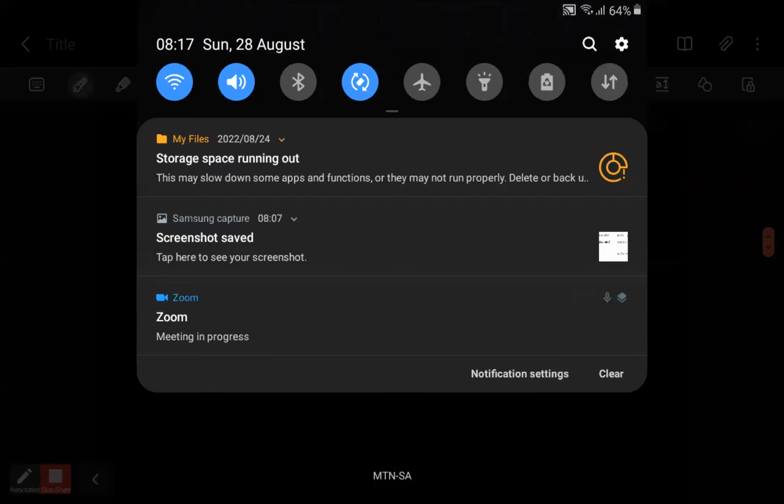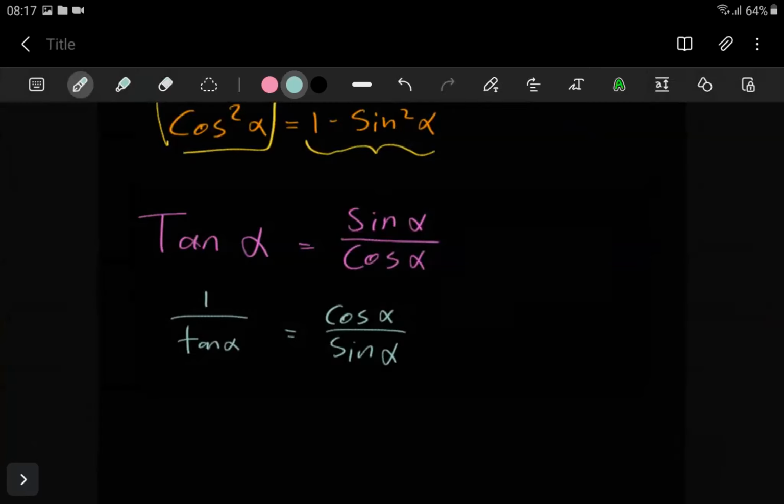Jeez, tan is just everywhere. Yeah, tan is just everywhere.